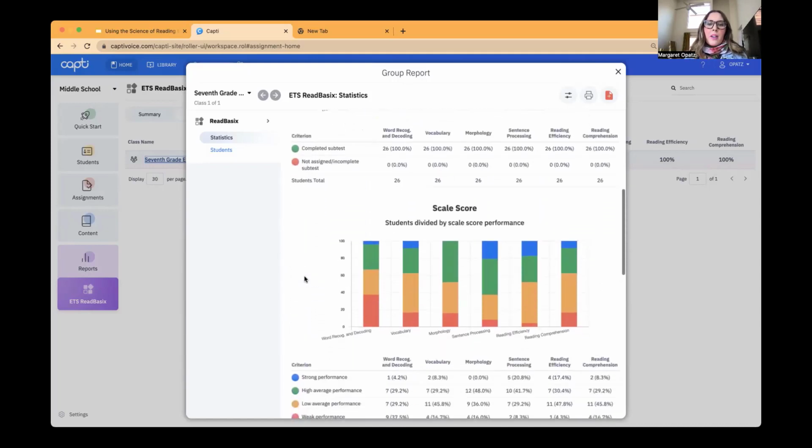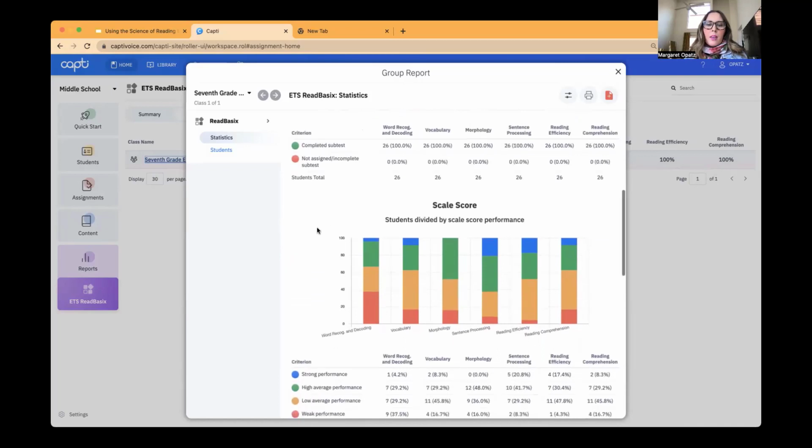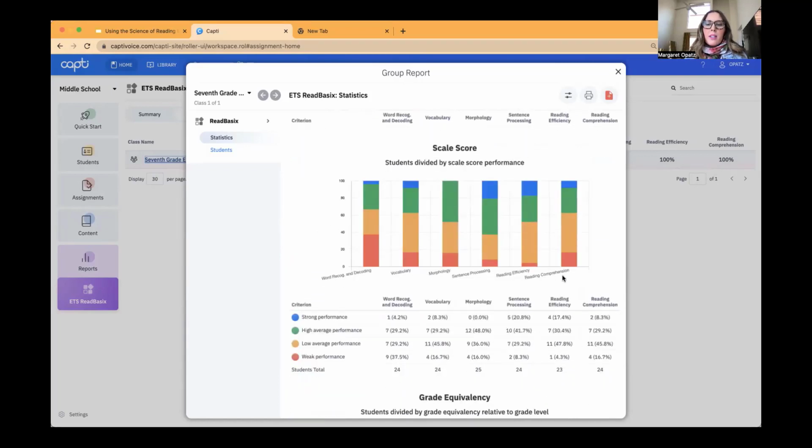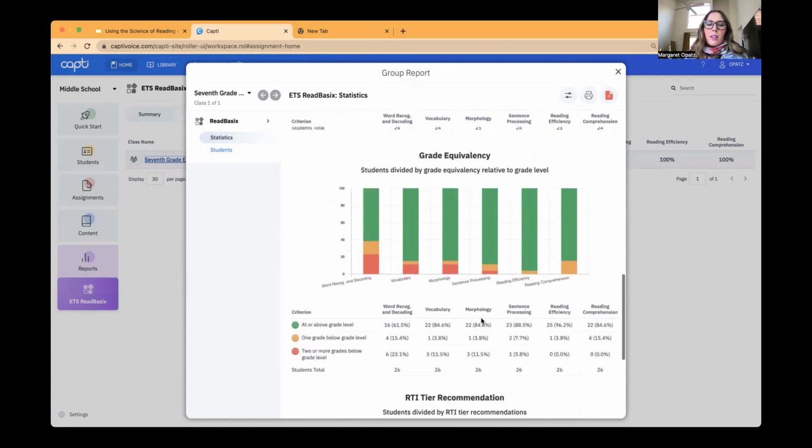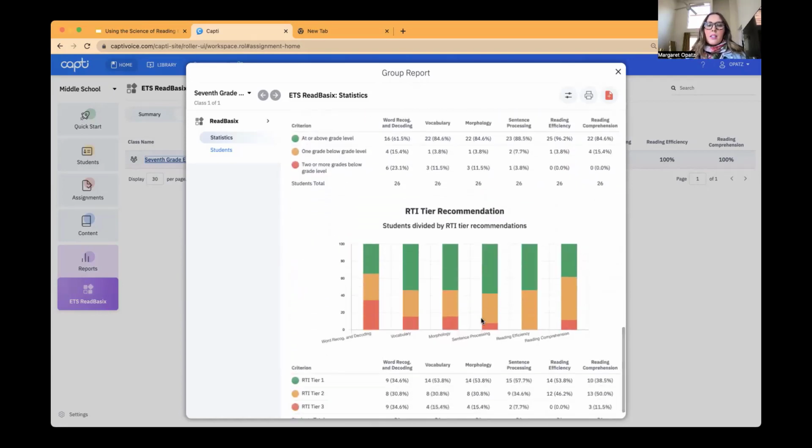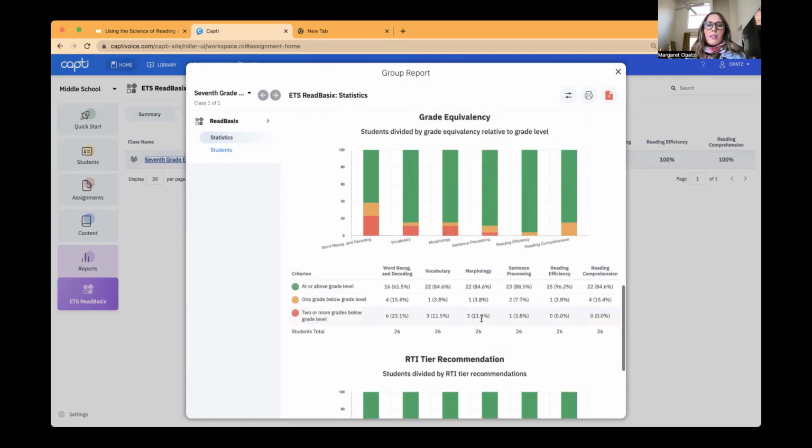As I scroll down farther, I see the scale score, and this is based off of each subtest. You'll see that there are 4 categories. So 4 performance levels, that's weak, low average, high average, and strong. And you can see that for each of the subtests. You can also see grade equivalency and RTI tier recommendations. On grade equivalency, red means that students are 2 or more grade levels below. Orange means that they're 1 grade level below, and green means that students are at or above grade level.